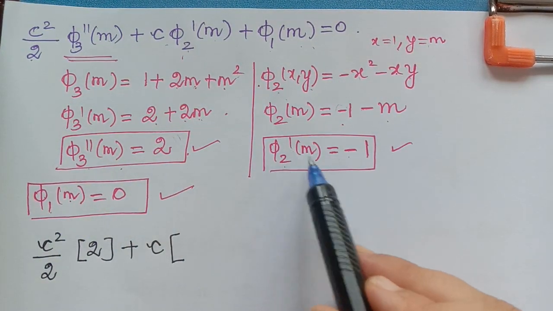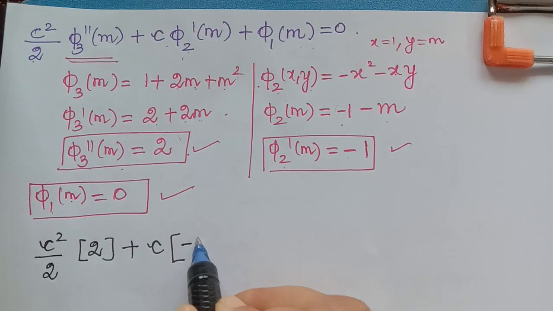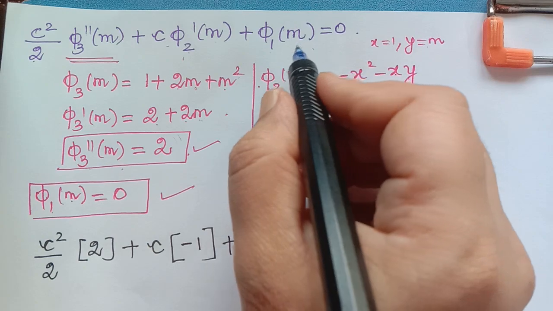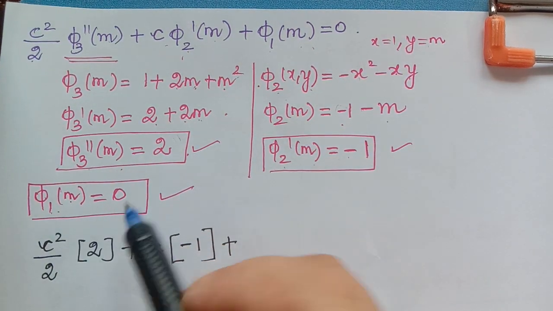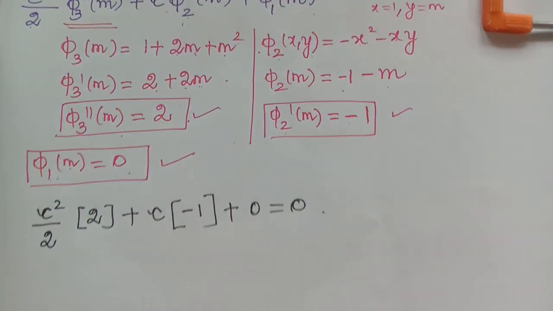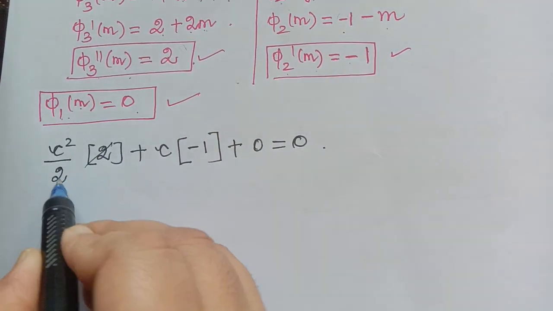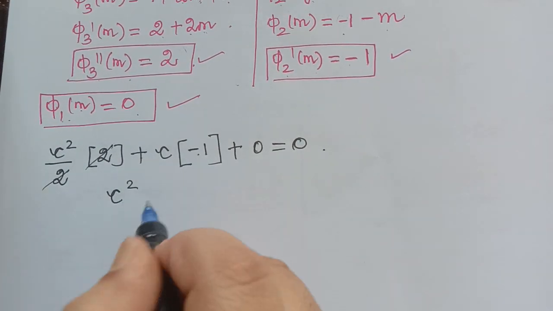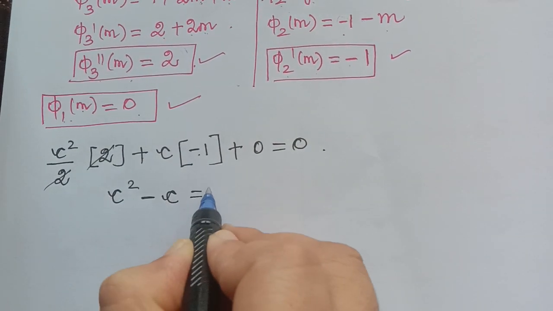What is phi 2 dash of m? It is minus 1. So minus 1 plus phi 1 of m. What is phi 1 of m? It will be 0. So anyway, that's going to be 0. Now this 2 and this 2 get cancelled, and so you get c squared minus c is equal to 0.